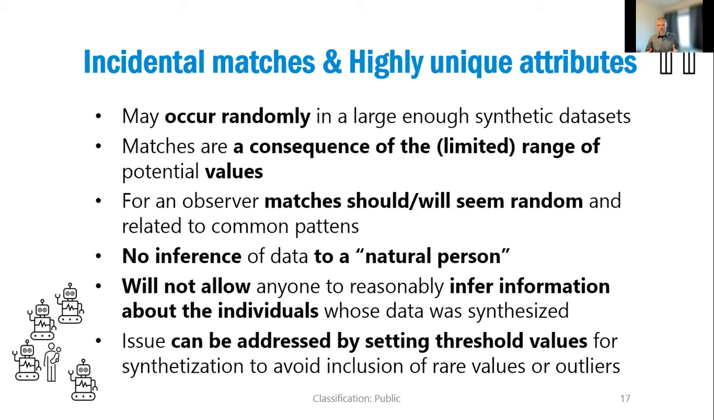If you get a pattern which correlates with a common pattern, which also is possible in a real data set, and you have a match with a real person in a synthetic data set, which is random, then it will not be possible to infer actual information about a person or several persons from these synthetic data sets. And it will also not allow anyone to infer information about the individuals from whom the data has been synthesized. So that's more or less the two most important points with creating synthetic data.